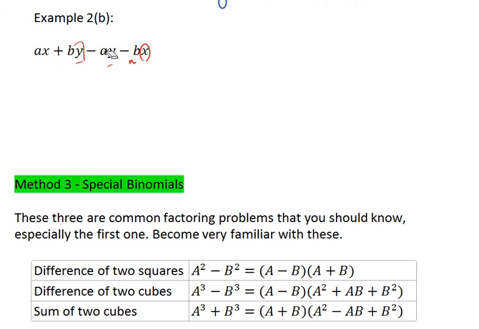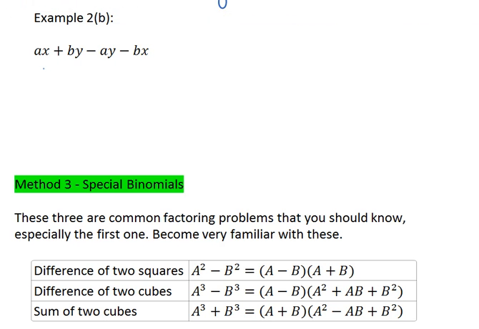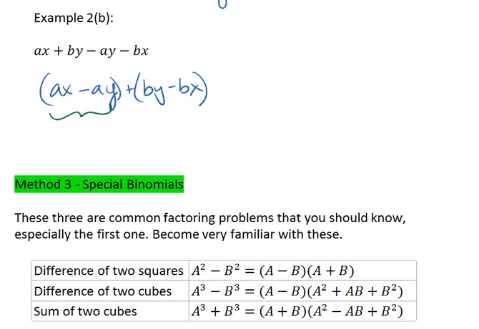Let's choose, you know what, I'm going to go ahead and just choose a. So I'm going to gather together the terms with a: ax minus ay, which leaves on the other side by minus bx. Group these together. We see in this first grouping, we have a common factor of a. In the second grouping, we have a common factor of b.